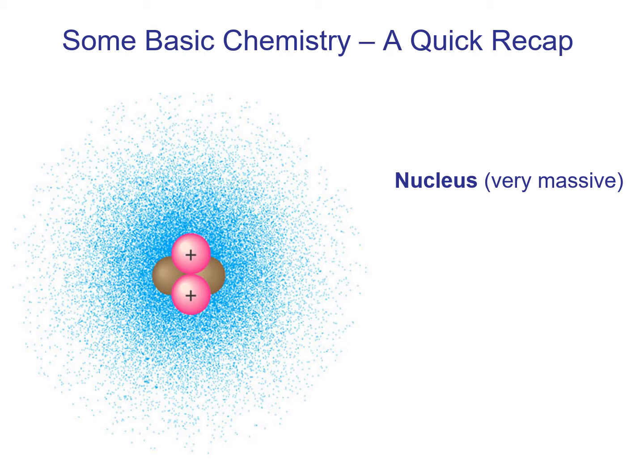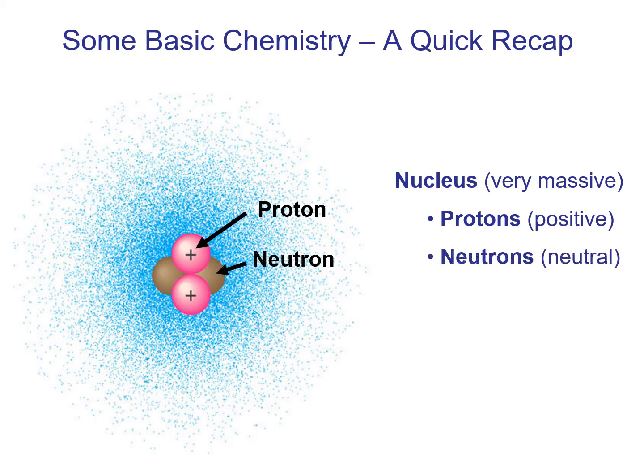But anyway, we have the nucleus, which is very massive. The vast majority of the mass or material of the atom is found in the nucleus. And in the nucleus we have protons, and we may or may not have neutrons. Hydrogen doesn't usually have a neutron, although it can. It can even have two sometimes. But within the nucleus, we have protons for sure, and we may have neutrons, and the number of neutrons may vary for any particular atom.